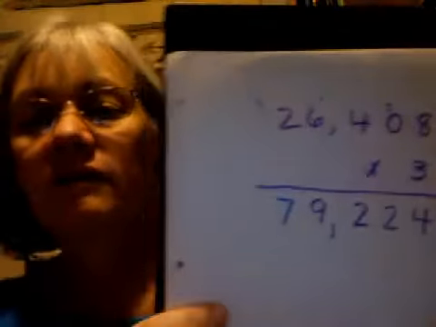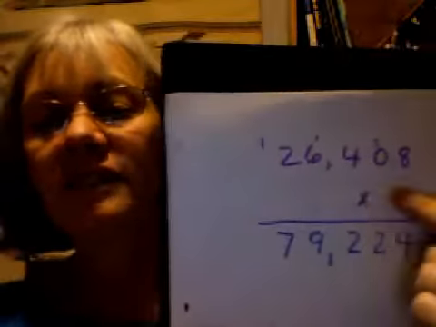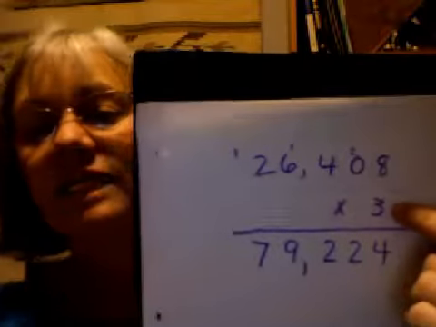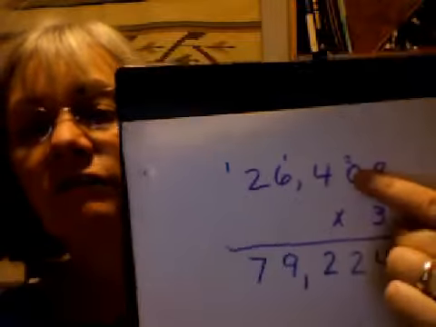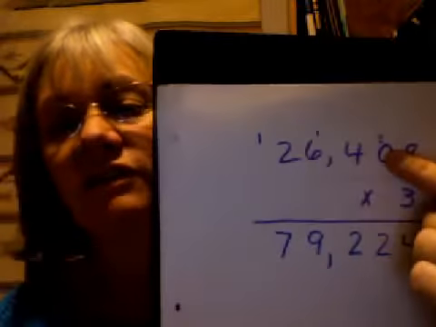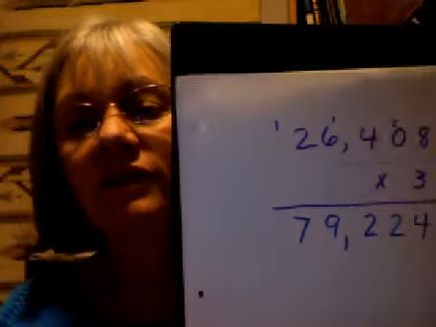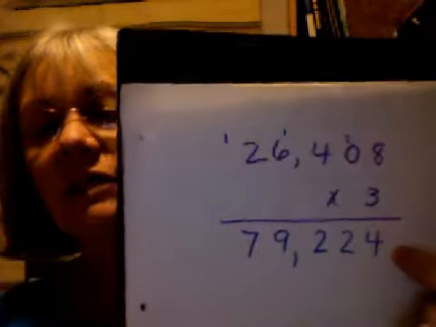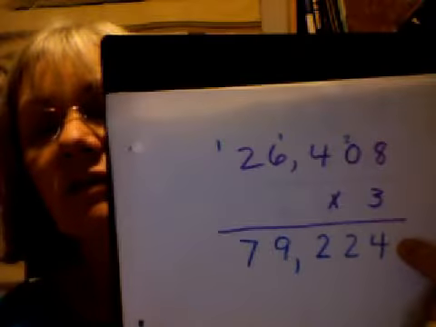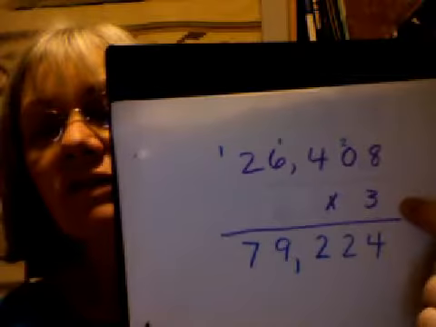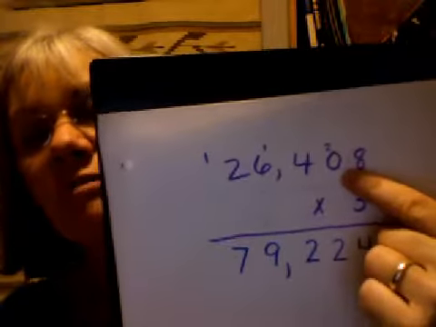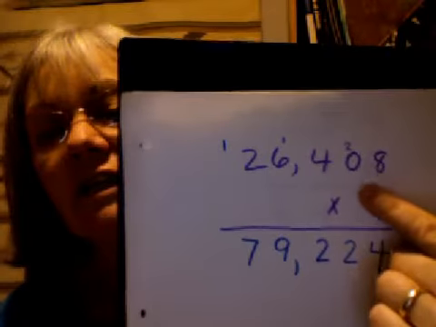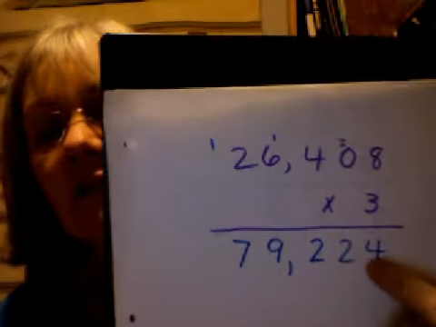Multiply the ones. As I said before, 3 groups of 8 are 24. We regroup the 20 over here into the tens column, and the 4 is our answer in the ones place. Next, we multiply the tens. 3 groups of no tens is nothing, but we had 2 tens to add with that, so our answer in the tens column is 20.